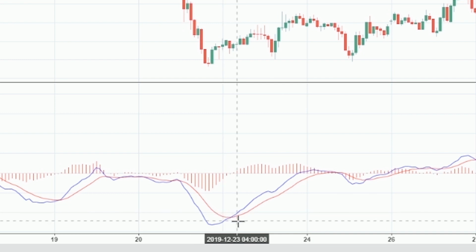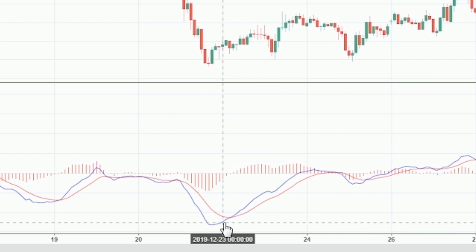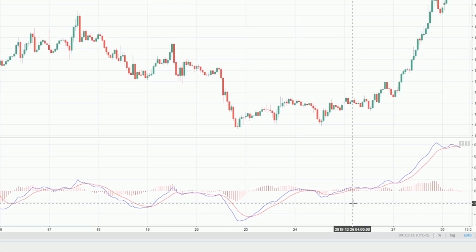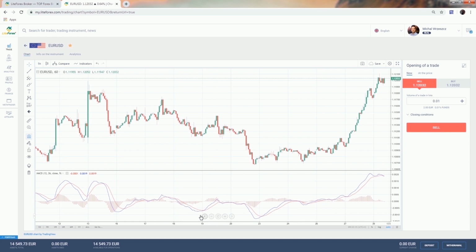So for example, that is the signal to buy, because the blue colored line crosses the red one from the bottom to the top. For the sell signal, it needs to go in the opposite direction, so from the top to the bottom. And of course this red field goes along with it. So when we have all the theory behind us, let's place some trade.